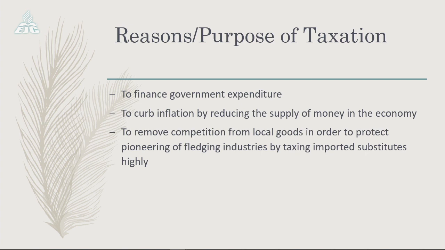The first one is to curb inflation by reducing the supply of money in the economy. Good, and to reduce the competition of local goods in order to protect pioneering and fledgling industries by taxing imported substitutes highly. And I don't know how many of you might go to the market with your parents.